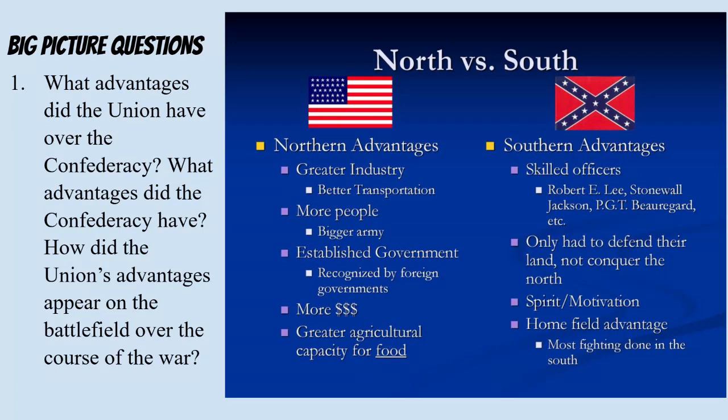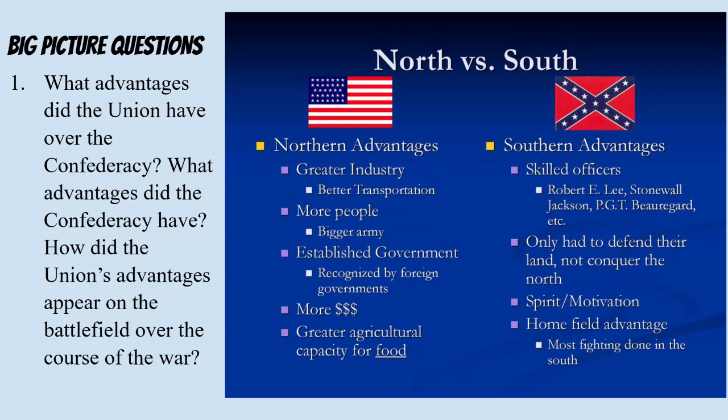How do the Union's advantages appear on the battlefield over the course of the war? Well, that's pretty simple. These skilled officers eventually are going to be knocked out of action. They are killed. They get too old and retire, whatever happens. So these skilled officers get knocked off one at a time, right? However, bigger army, that's not going anywhere, right? Better transportation, those things don't go anywhere.